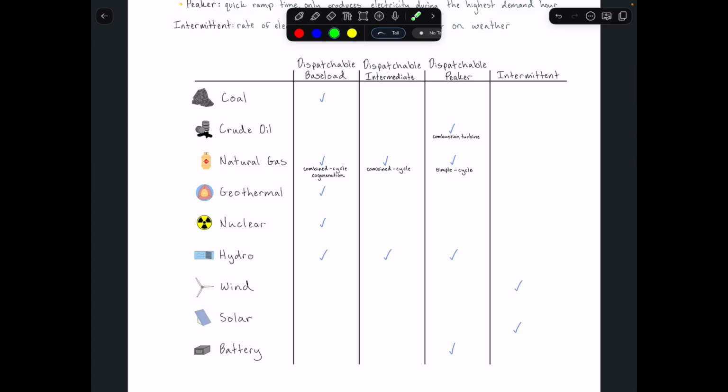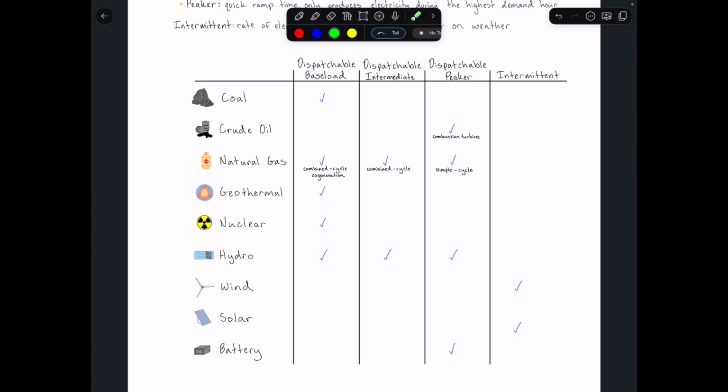Looking at combustion turbines, they can turn on very, very quickly, but they are very expensive to run, which we'll discuss a bit more in a moment. So they are typically operated as peaker, just running for maybe an hour a day. Then of the different natural gas power plants, remember we have 3 different kinds. We have simple cycle, we have combined cycle, and then we have cogeneration.